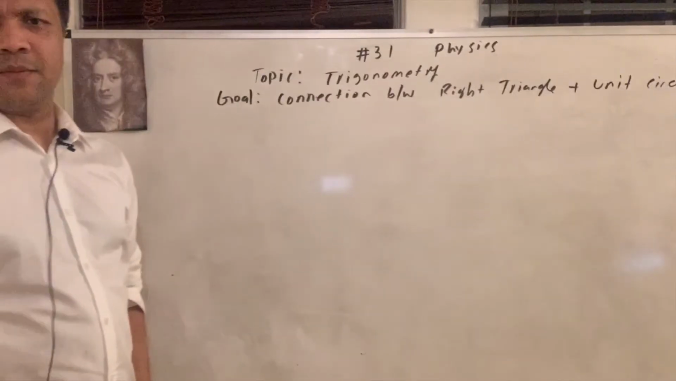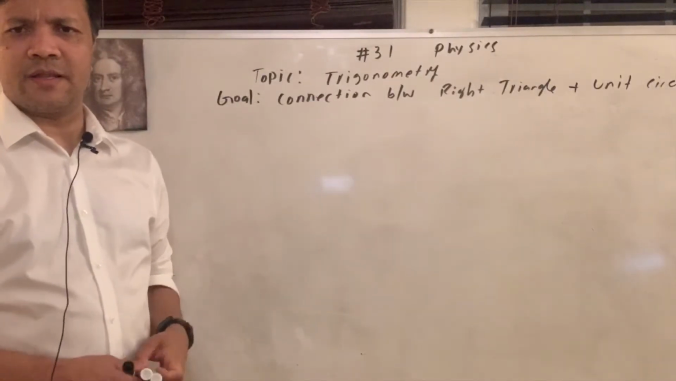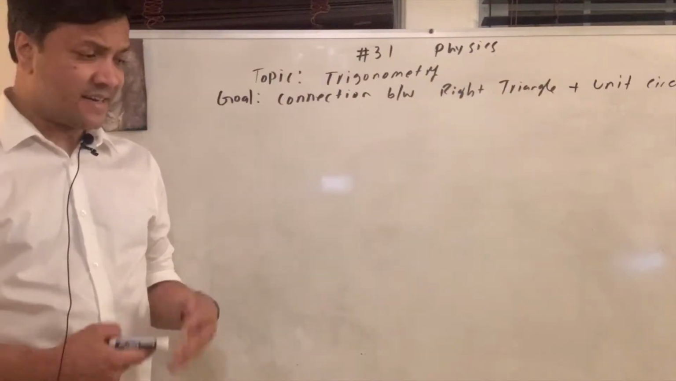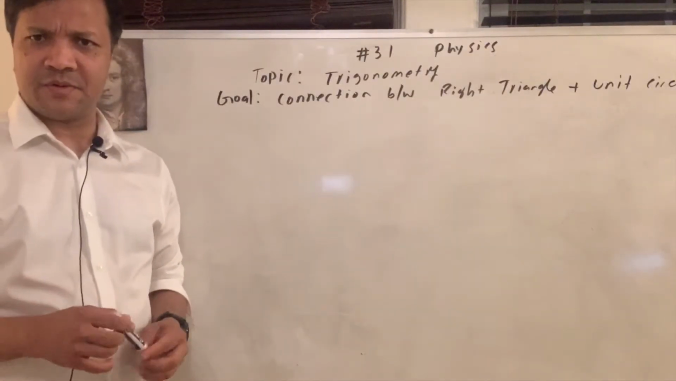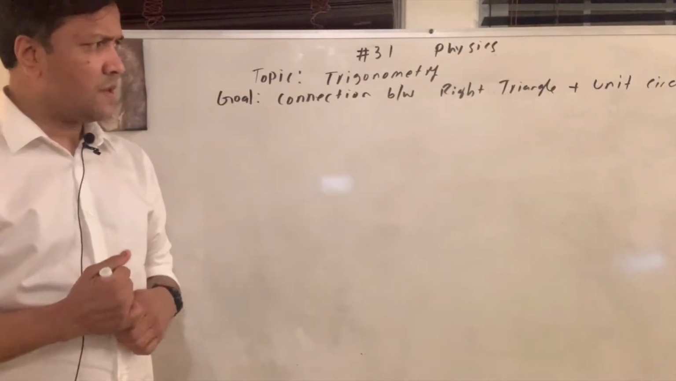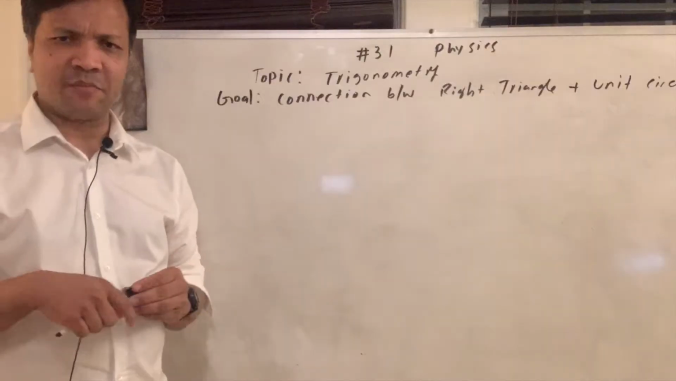Alright, in this lesson I'm going to make a connection between the right triangle and the unit circle. Why do that? Because that will allow you to understand it better and visualize it better. You will be able to solve physics problems. You need visualization and understanding, both. This gives you visualization and understanding both.